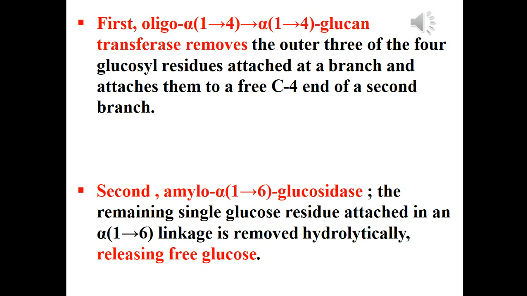Of course, this needs another enzyme. Here the same enzyme has two activities. The second activity of this enzyme is the amylo alpha-1,6 glucosidase. The remaining single glucose residue attached in an alpha-1,6 linkage is removed hydrolytically, releasing free glucose.